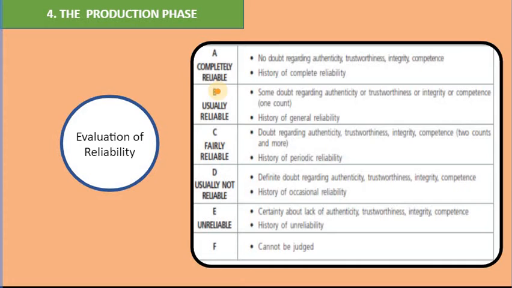Kapag naman letter D, usually not reliable, definite doubt regarding authenticity, trustworthiness, integrity, history of occasional reliability. Ibig sabihin, paminsan-minsan lang siya, usually. And letter E, talagang hindi siya totoo or hindi siya reliable, hindi ka nagtatrust. Certainty about lack of authenticity, trustworthiness, integrity, competence, history of unreliability. And last one naman, letter F, it means truth cannot be judged, or the reliability cannot be judged, that is letter F.